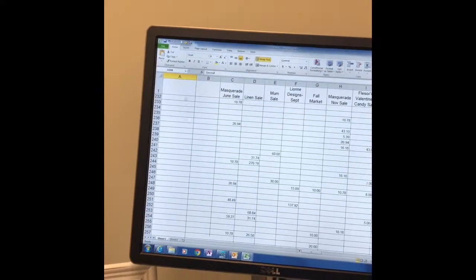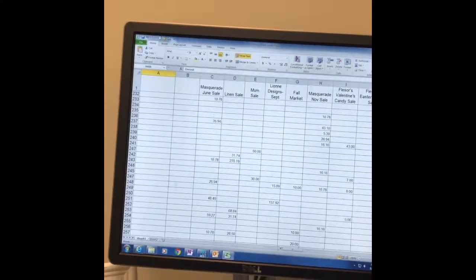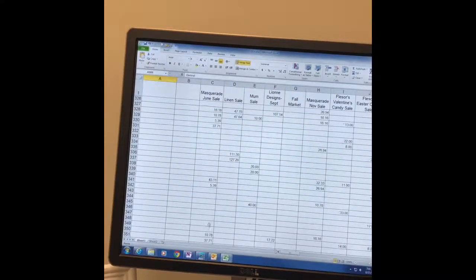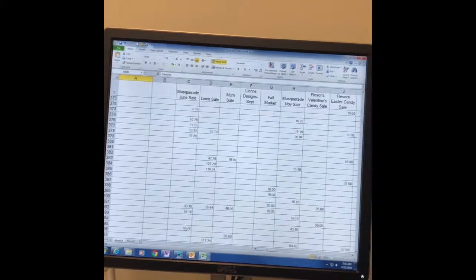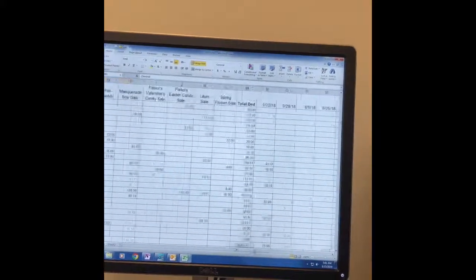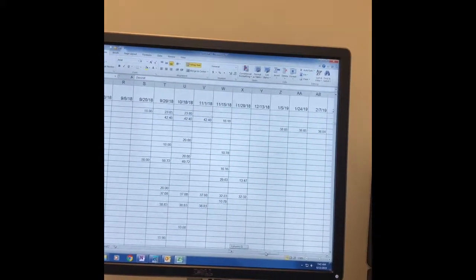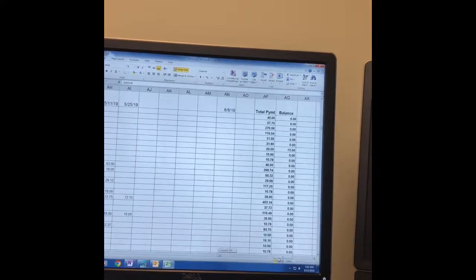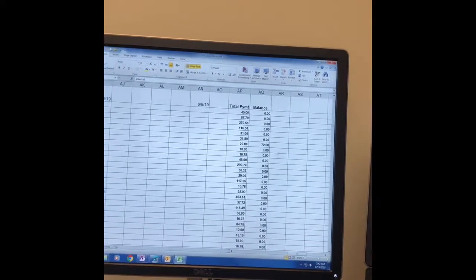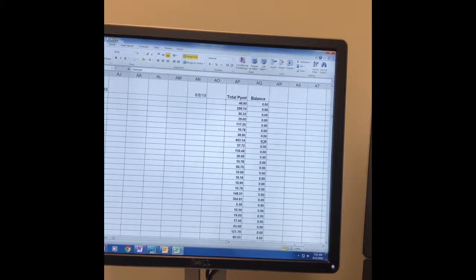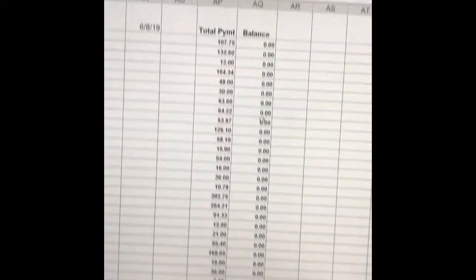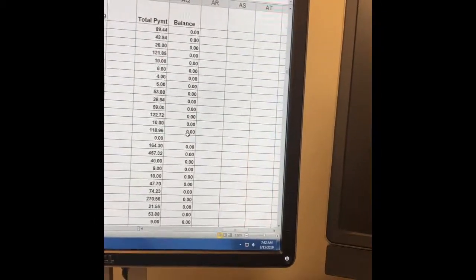I've whited out the names of the people, but each time we would get a purchase, for example, if it was for the Masquerade June sale, we would put that total amount in there. And then over here we have the documentation, and it goes out for the whole year, every pay period, all the way out until we see how much they've paid, and then everybody should balance out at zero. You can see there were a couple of totals where we didn't catch that, and so now we're going back to collect that money now.